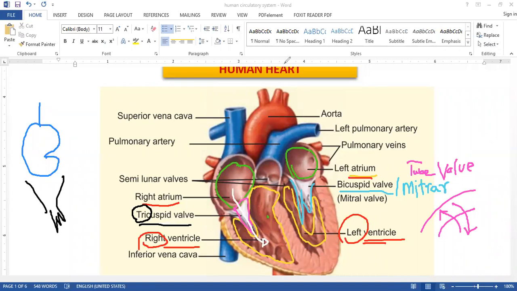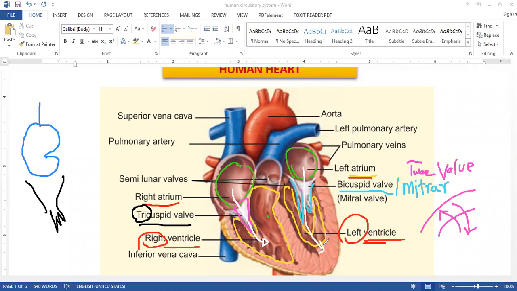Its function is to allow the blood flow from the left atrium to the left ventricle. So its job is to let blood go from here to here. Its job is to let blood go from here to here.